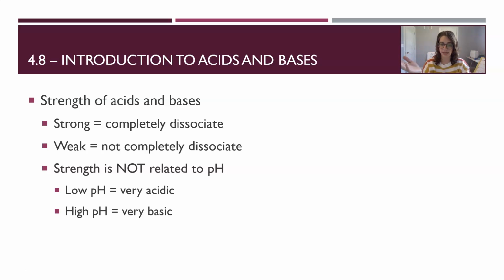So just with pH, something that has a very low pH is acidic, something that has a high pH is basic, something that's 7, a pH of 7, is neutral. It has nothing to do with strength, nothing to do with this dissociation, it has everything to do with concentration. And that's something that we are going to look at later.